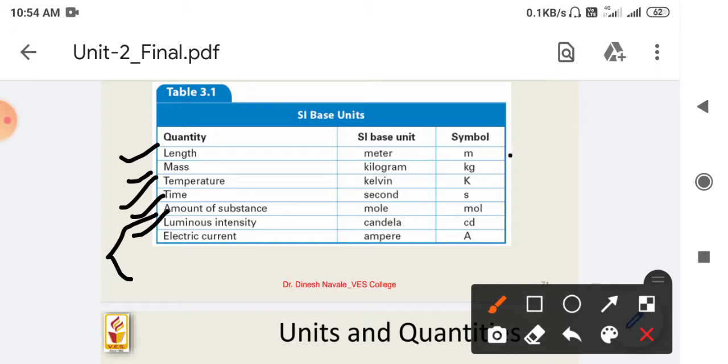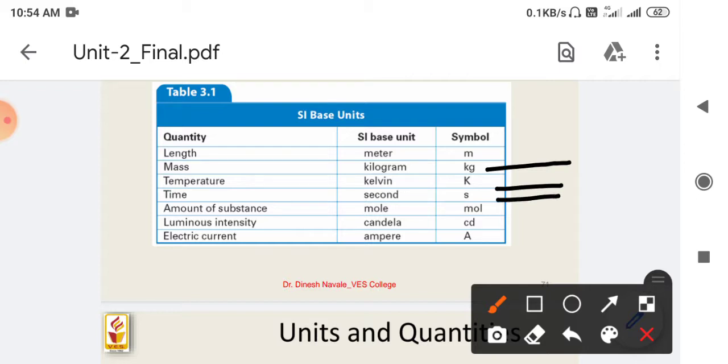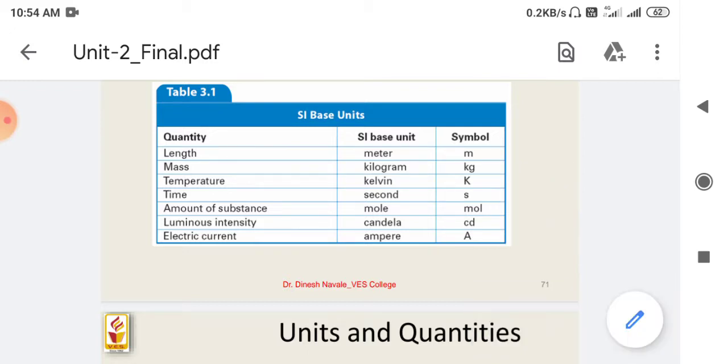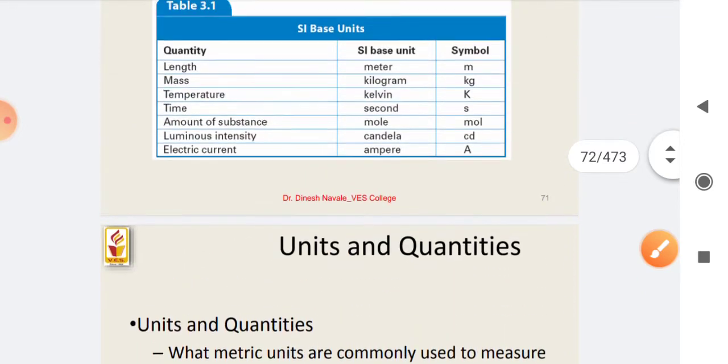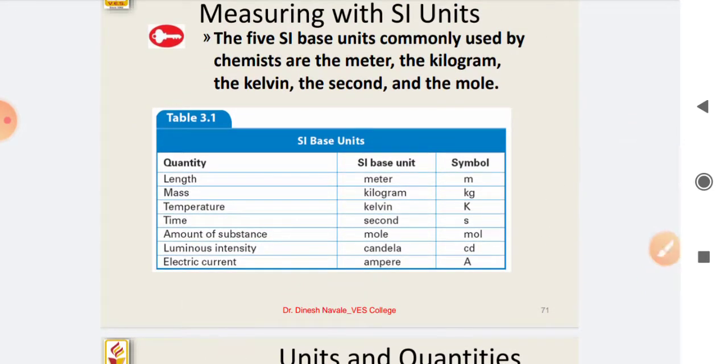So for length the SI unit is meter, for weight it is kilogram, for temperature it is Kelvin, for time it is seconds, for the amount of substance it is mole, for luminous intensity it is candela, and last is electric current, which we measure using the ampere. Based upon these 7 base units, we can derive all the units that we come across in the field of science.